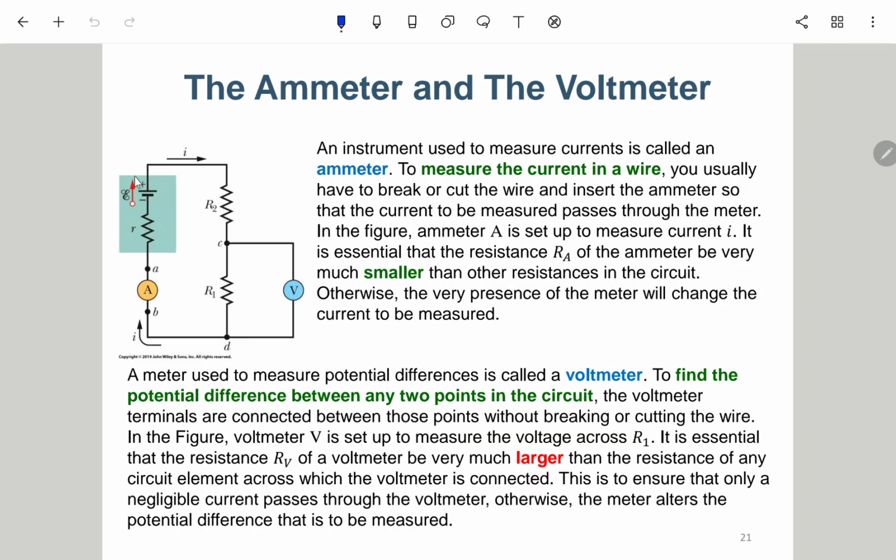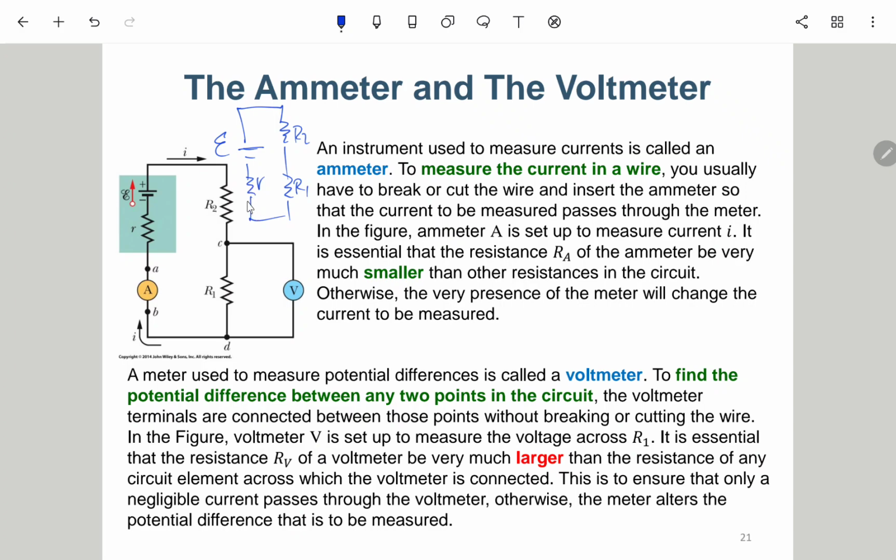So it says to break the circuit. The original circuit has a battery, an r, an R1, and an R2. If you want to measure the current in this circuit, you need to break the circuit, and then insert the ammeter in series with the current path you want to know.